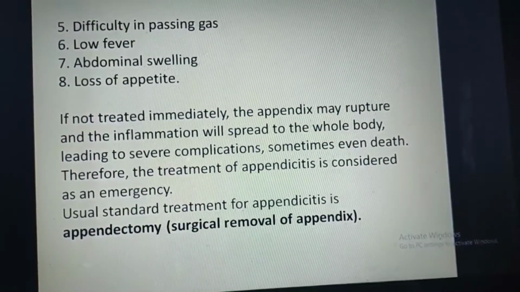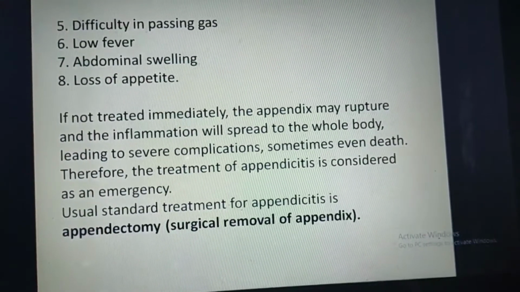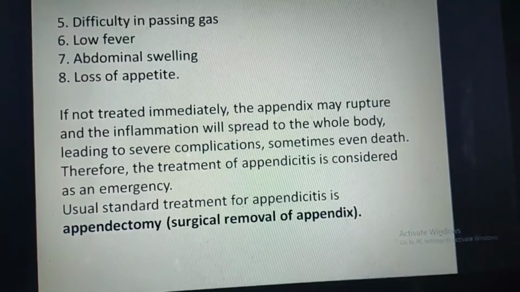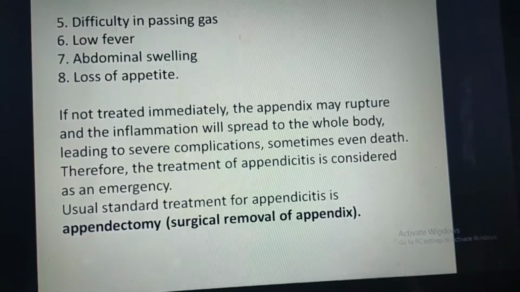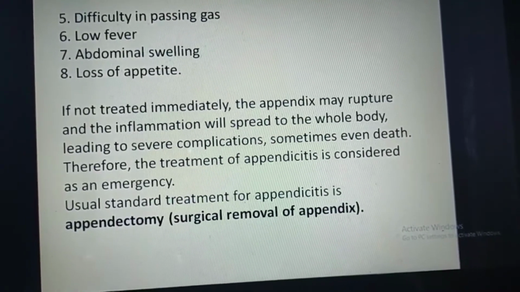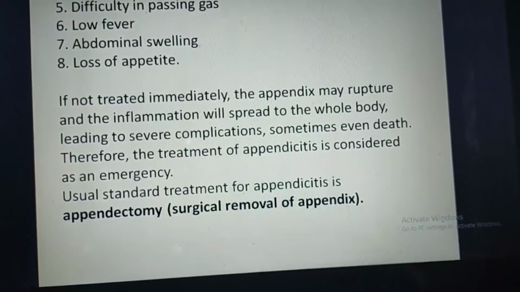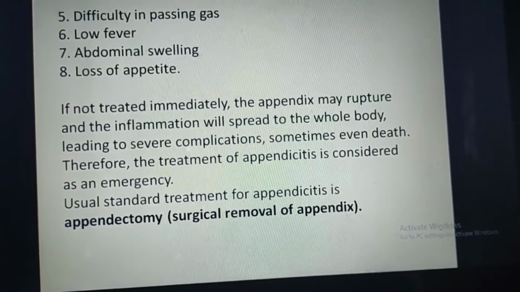If not treated immediately, the appendix may rupture and the inflammation will spread to the whole body, leading to severe complications, sometimes even death. Therefore, the treatment of appendicitis is considered an emergency. The usual standard treatment for appendicitis is appendectomy, surgical removal of the appendix.